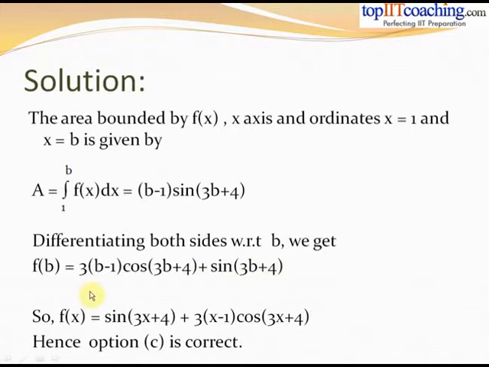Thus when we differentiate this equation, we get f of b equal to 3 times (b minus 1) into cos of (3b plus 4) plus sine of (3b plus 4). Now this is expressed as a function of b. If we replace b by x, we get f of x equal to sine of (3x plus 4) plus 3 times (x minus 1) into cos of (3x plus 4). And this is nothing but option number C. So option number C is correct.